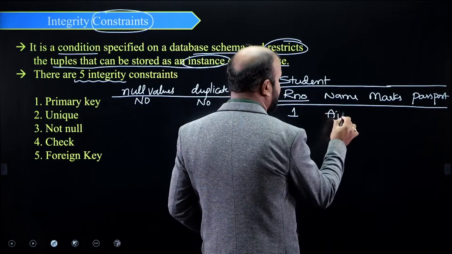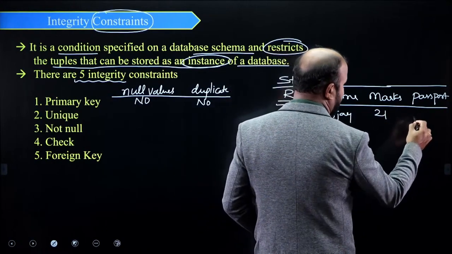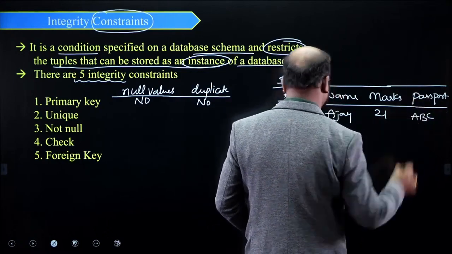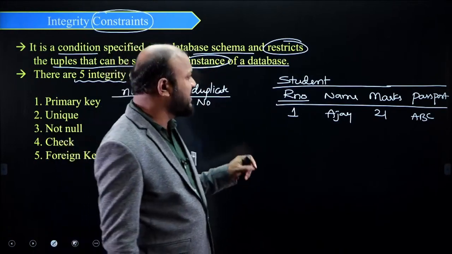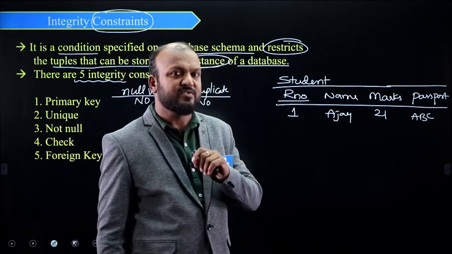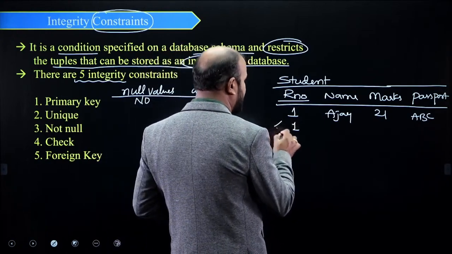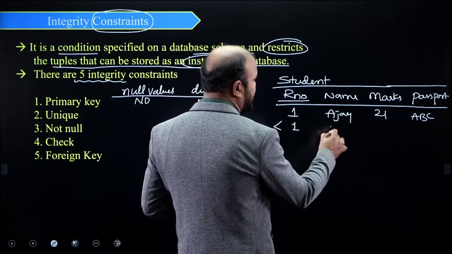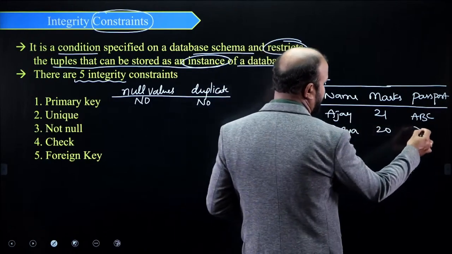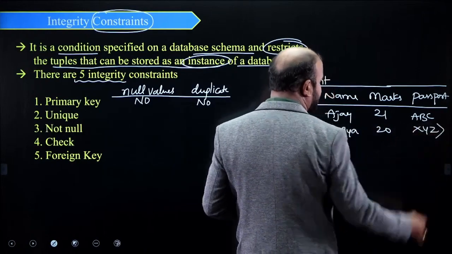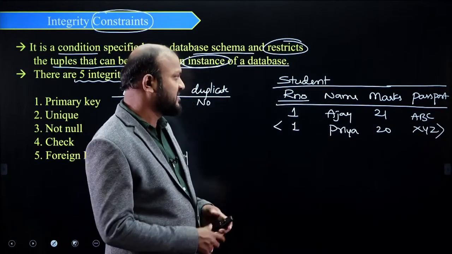Say 1, Ajay, marks 21, and the passport is ABC, something I'm writing. Now in this instance, the record 1 Ajay 21 ABC is already inserted. Suppose I'm trying to insert one more student with the same roll number: 1, Priya, 20, XYZ. If I'm trying to insert this record, it is going to check the constraints.